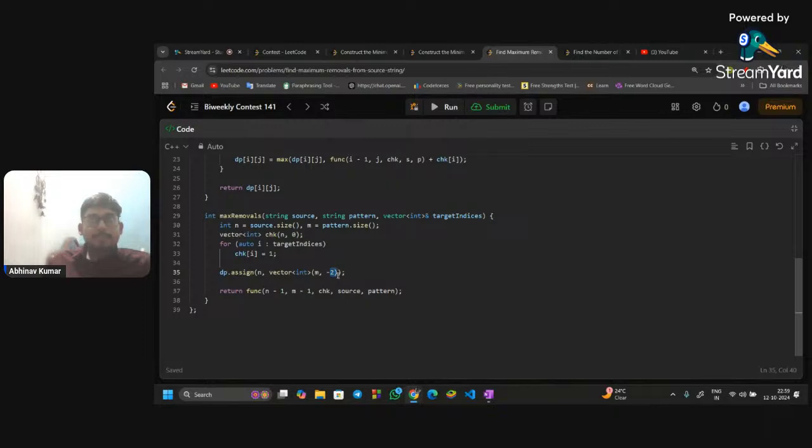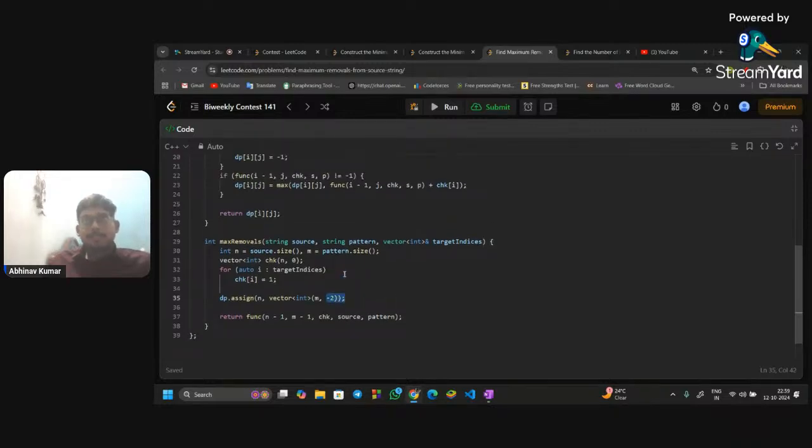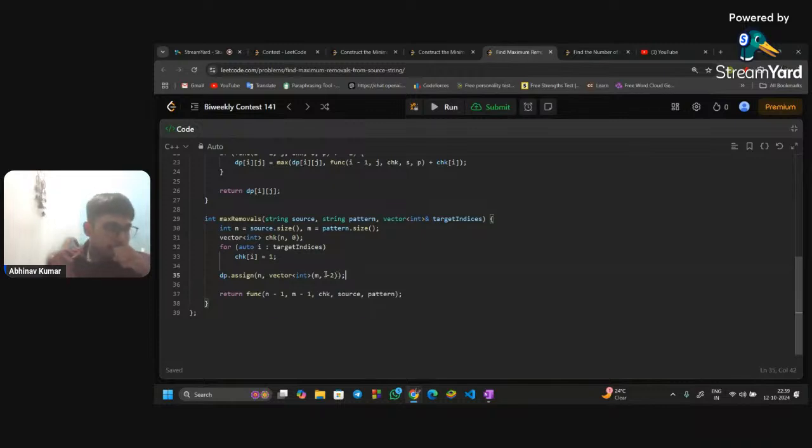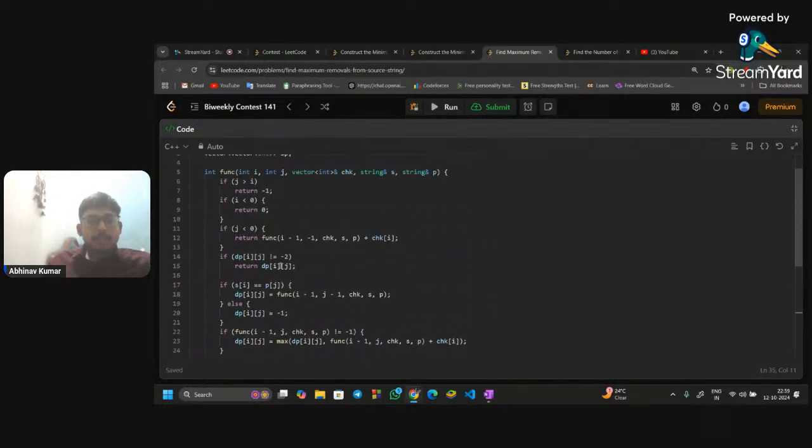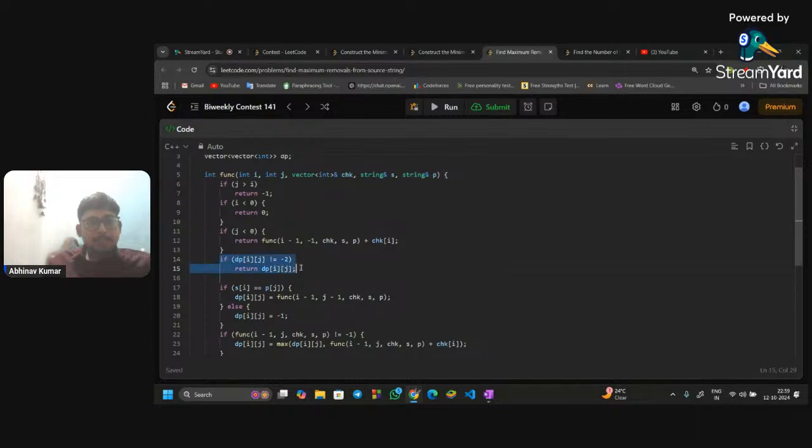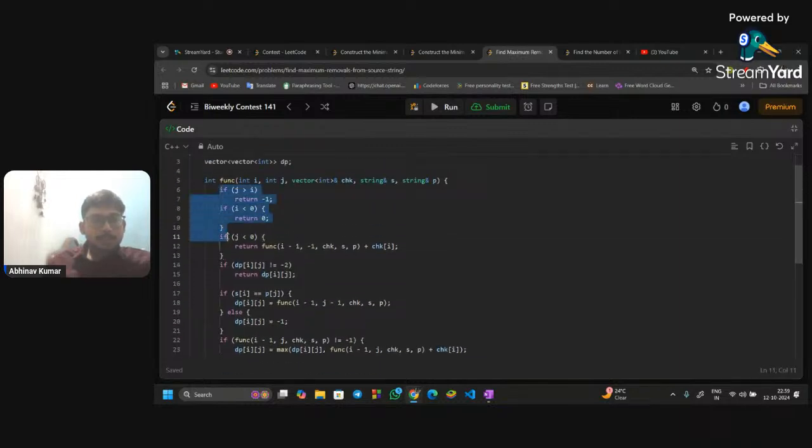I'm initializing it with -2 because I know -1 is an actual value of my DP. To do the memoization, we need to take some value which cannot be a value of the DP. If you have all positives, we take -1, but here -1 is a valid state of my DP. So I'm taking -2 as the state for memoization and initializing my DP with -2. Here you can see during the memoization part, if dp[i][j] is not -2, I return dp[i][j]. Then these are the base cases.